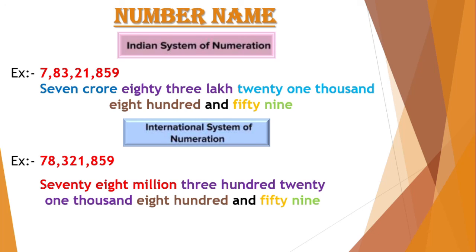First we have 78 in millions period. So they wrote 78 million. As I told, you should read it together. So they wrote 78 million and 321,000. So they are reading together. 321,859. So the whole number is named as 78 million 321,859.